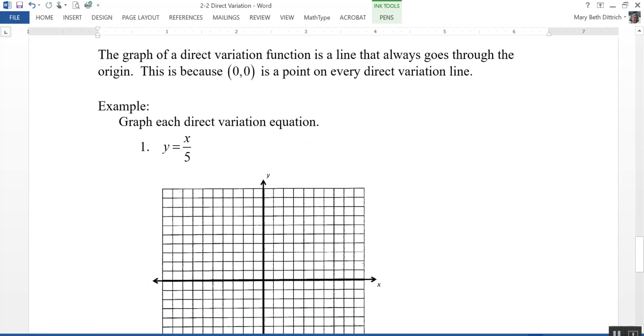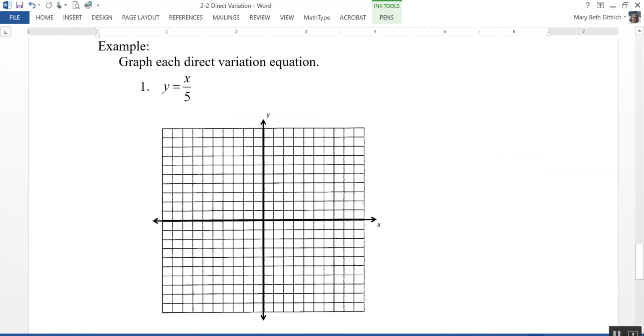The graph of a direct variation function is a line that always goes through the origin. This is because the point 0, 0 is a point on every direct variation line. Think of it, if we have the formula y equals kx, no matter what k is, if x is 0, y is going to be 0. So let's graph a couple of these.